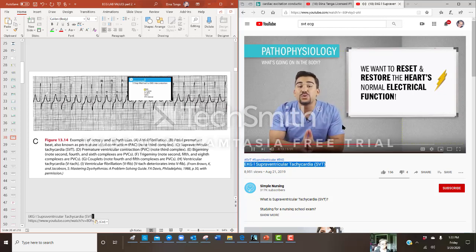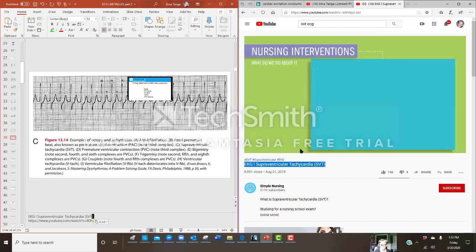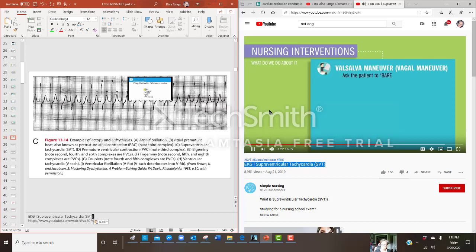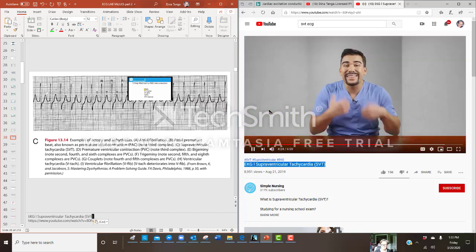So we use non-drug interventions first. So guys, write that down, please. First things first, we use a Valsalva maneuver, also known as a vagal maneuver. We ask the patient to bear down like they're pooping. Now this elicits a vagal response and drops the heart rate.